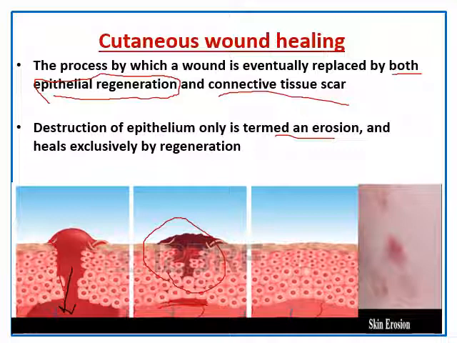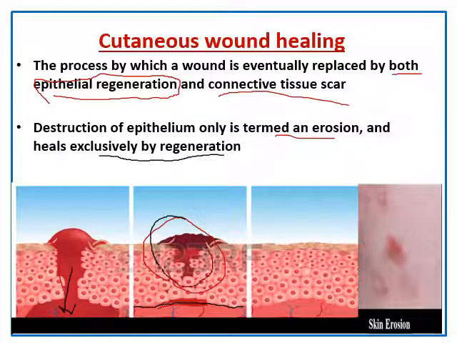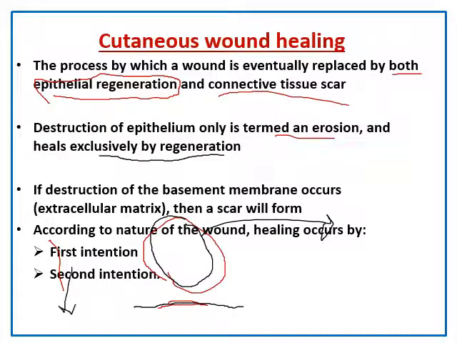So erosion heals exclusively by regeneration. Why? Because the basement membrane is intact. Only the superficial layers are injured and it can easily regenerate and restore to normal. However, in the case of an ulcer, where there is disruption of the basement membrane reaching into the deep underlying connective tissue, that's to say destruction of the extracellular matrix, then a scar will form according to the nature of the wound.